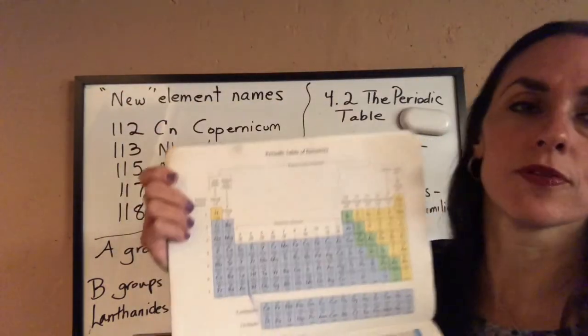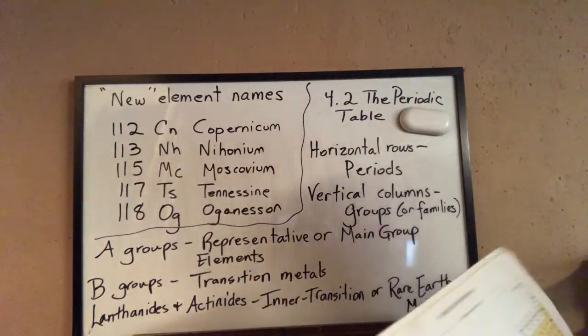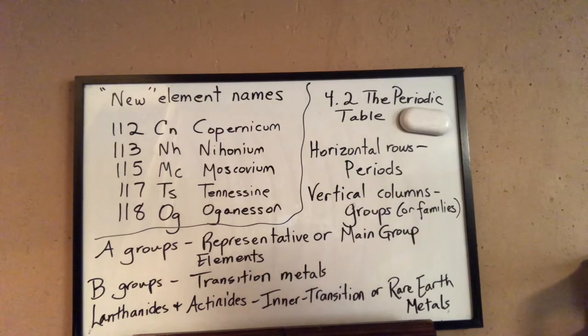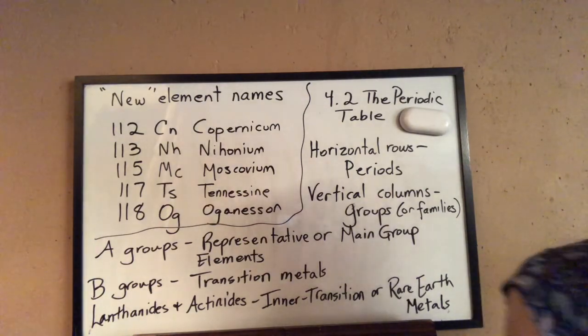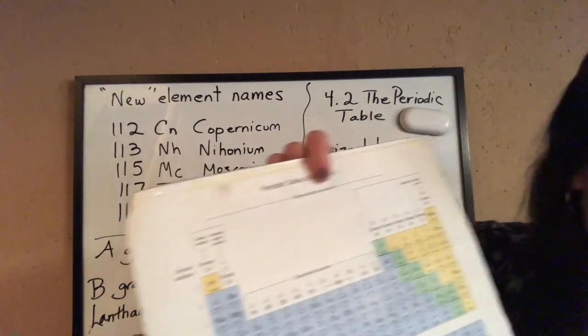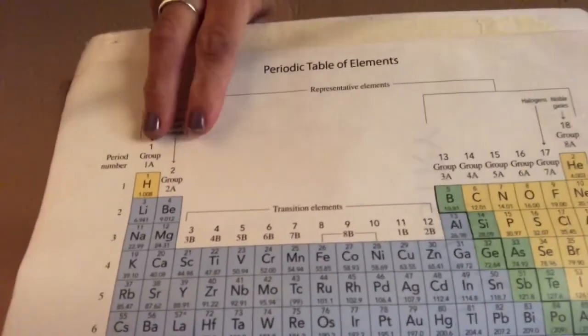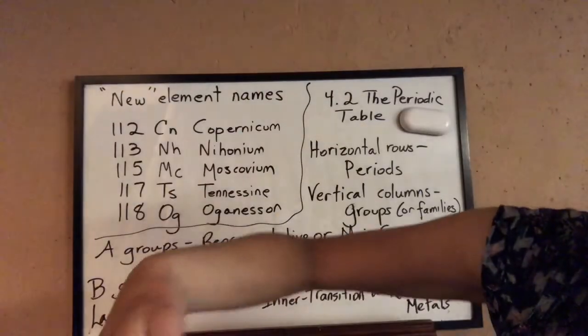Some textbooks call them families. Groups is the more common word. The A group elements collectively are called the representative elements. And the heading is the same on the blue chart that I gave you too, the blue periodic table. 1A, 2A, oh, sorry.